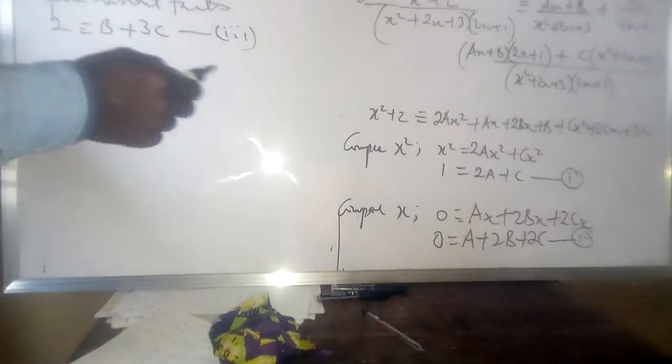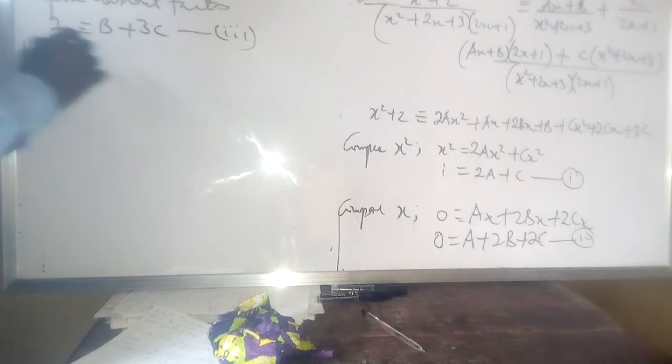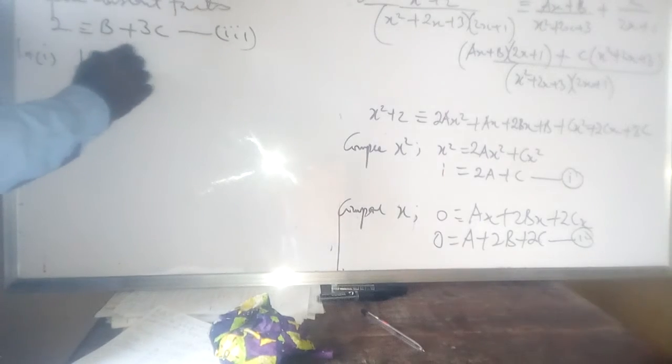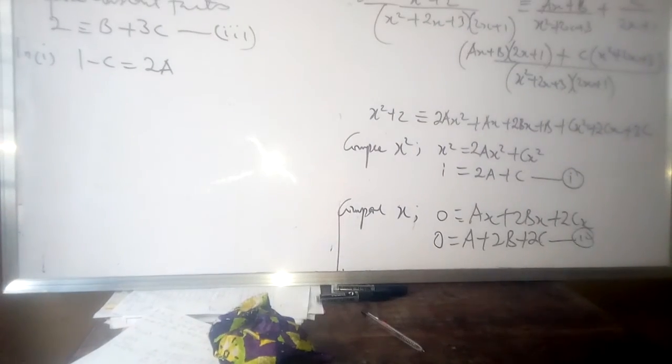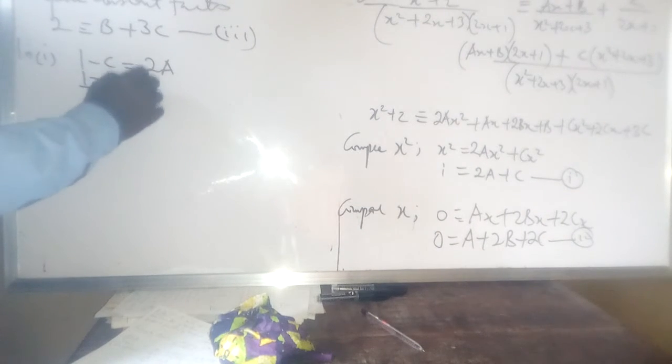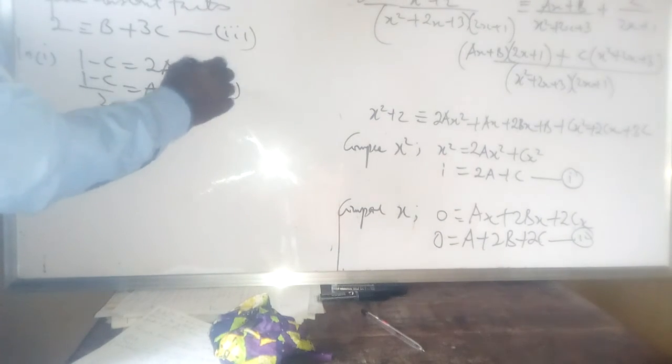So in equation 1, we can say that if c comes to this side, 1 minus c is equal to 2a. Okay, so dividing both sides by 2 here, what does it give us? 1 minus c all over 2 is equal to a. So we can call that equation 4.